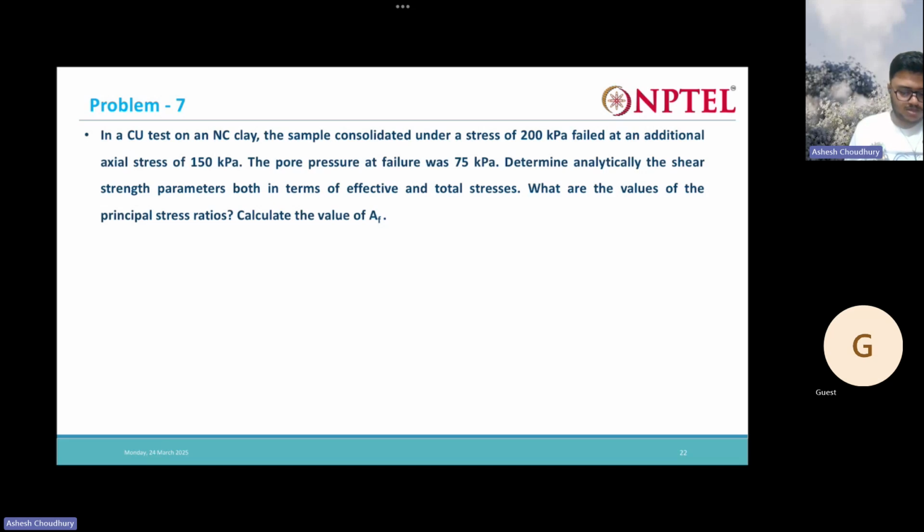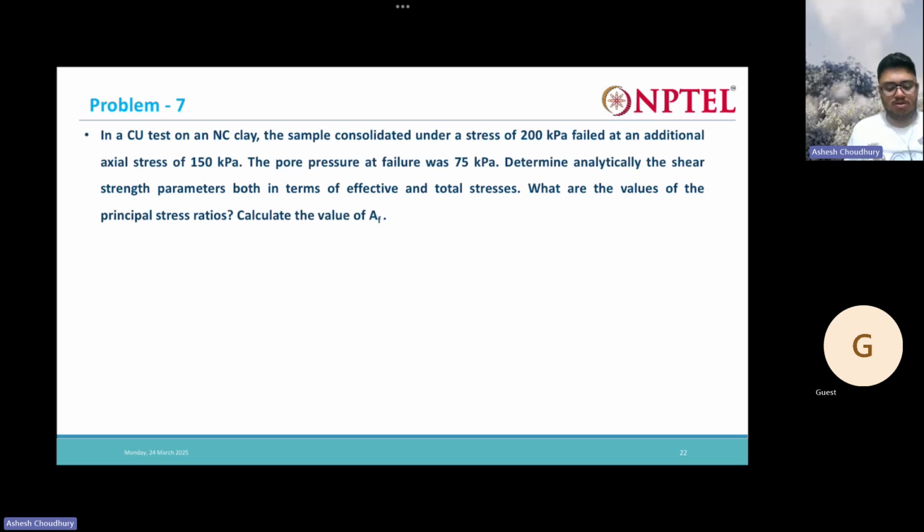Let us say this in a CU test on NC clay, the sample consolidated under the stress of 200 kPa failed at an additional axial stress of 150 kPa. The pore pressure at failure was 75 kPa. Determine analytically the shear strength parameters both in terms of effective and total stresses. What are the values of the principal stress ratios? Calculate the values of A.